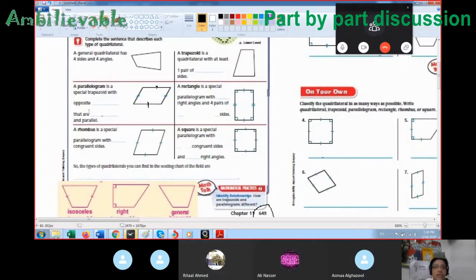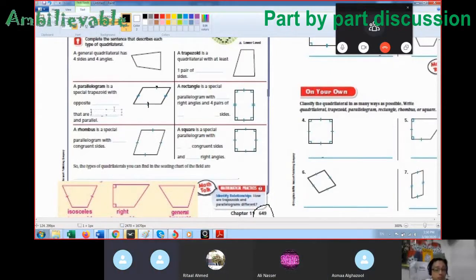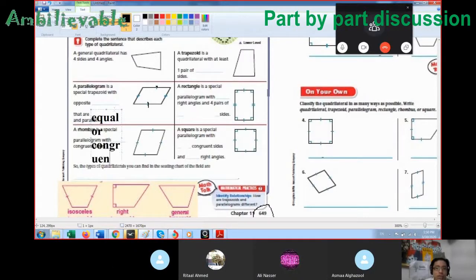Not equal. Okay, so you can say it. You can write here either equal or congruent. Opposite sides. Here you're going to write opposite sides that are equal or congruent.